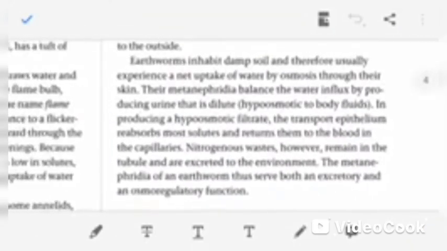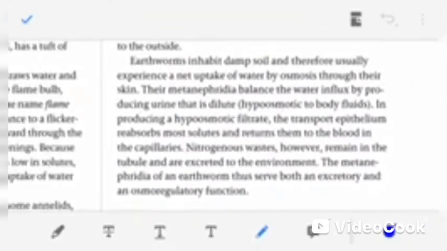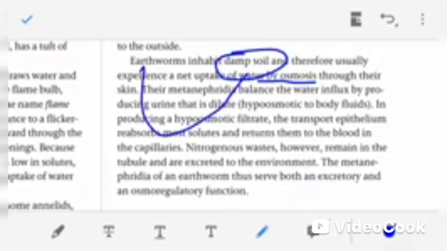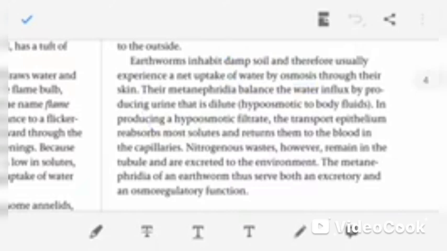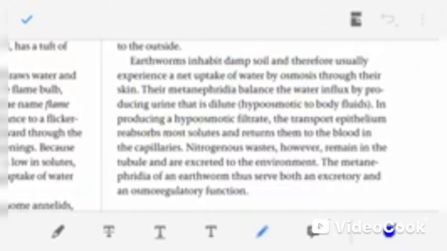Now first, as we know, earthworms live inside damp soil, and therefore they usually experience a net uptake of water by osmosis. So from this damp soil, water enters the earthworm's body by osmosis. First, water crosses the skin and enters the body of the earthworm.